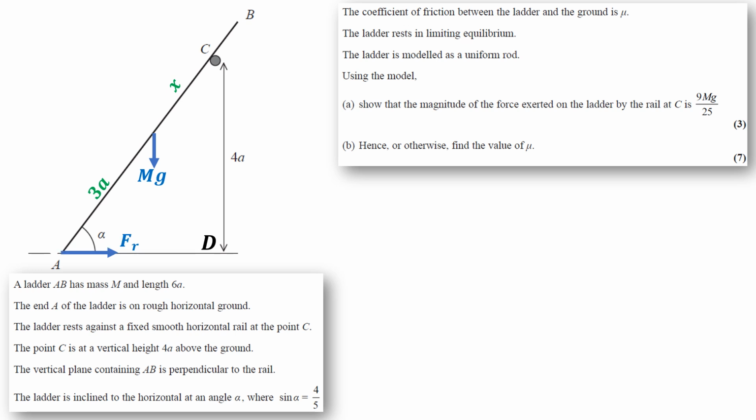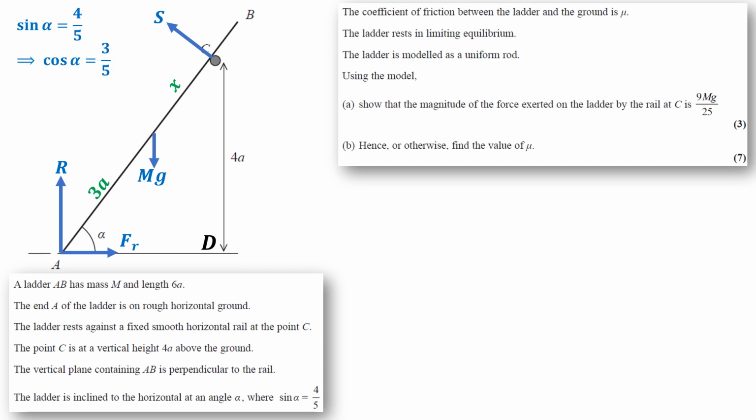It says it's rough horizontal ground, so I'm going to include a frictional force. If it's on the ground at all, there's going to be a normal reaction force there. And the fact that it's resting on a peg means the peg is going to be exerting some kind of force perpendicular to the rail. The reason I know it's perpendicular is because it tells me it's a smooth peg that it's resting on. A fixed, smooth, horizontal rail. Smooth means there's going to be no force parallel to the rod because there's nothing stopping it sliding across the rail, but there's always going to be a perpendicular force, the normal reaction force.